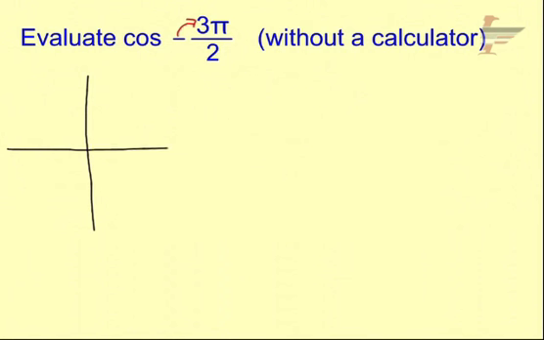So it's negative, which means we're going to head down in a clockwise direction from our starting point. What are we dividing pi into? We're dividing pi into 2 sections. So each section actually is going to be 90 degrees. And how many of those 90-degree sections do we want? We want 3 of those.